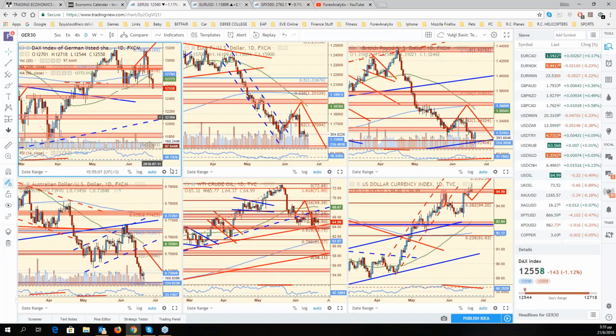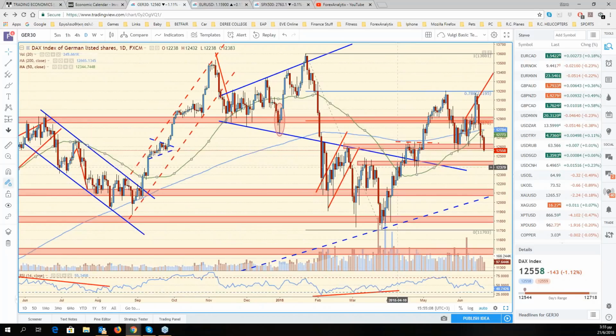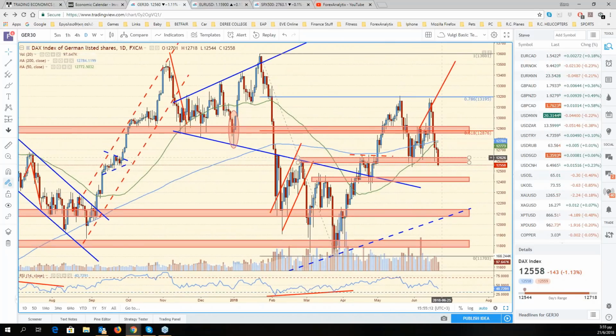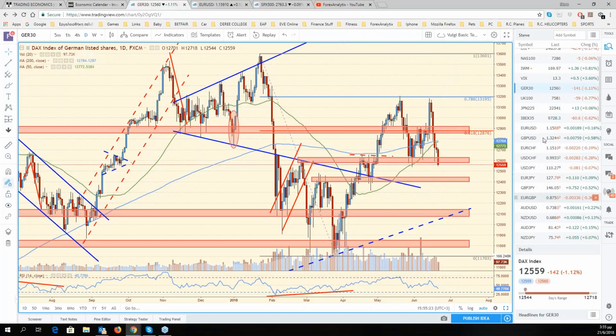So let me go back to what I was saying about the DAX. The DAX is in danger of actually closing below this 12,600 area. If that happens, then we're talking about a range and the double top here, which is going to point quite lower. And let's have a look at the FTSE as well.